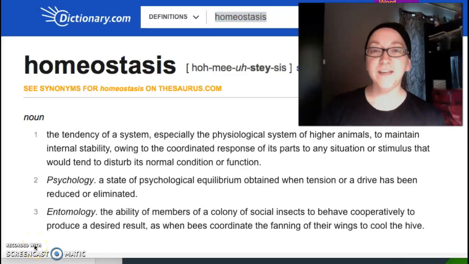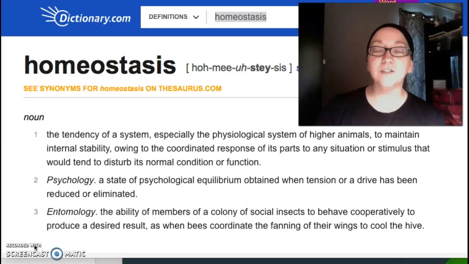All right, if you went to dictionary.com or any other dictionary and looked up the definition of homeostasis, you might see a definition like this one. It says the tendency of a system, especially physiology, right, of an animal or a person, to maintain internal stability. So we're trying to maintain a constant internal state.